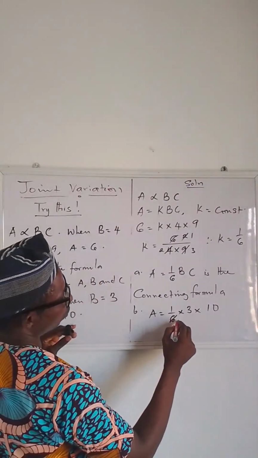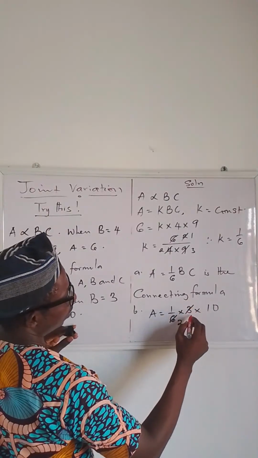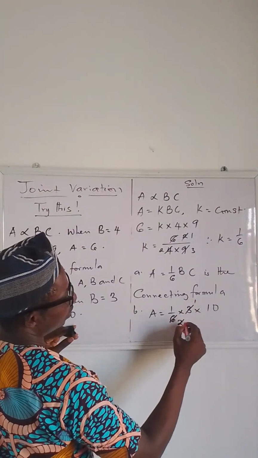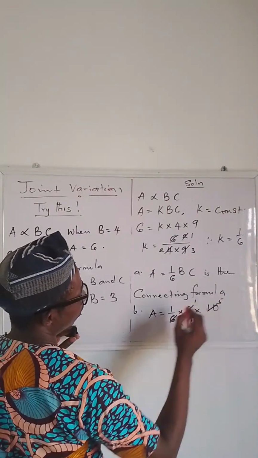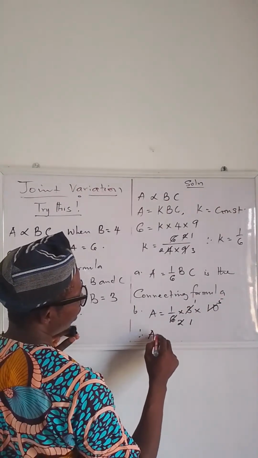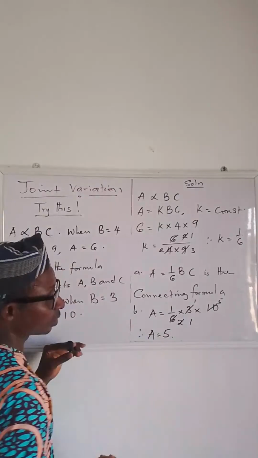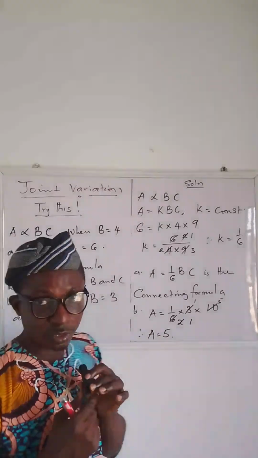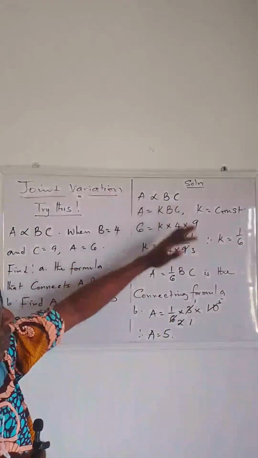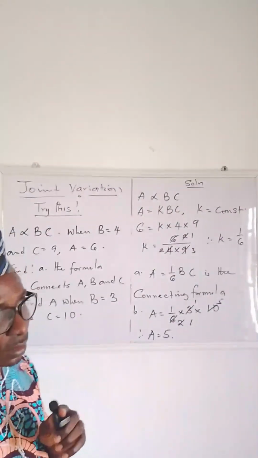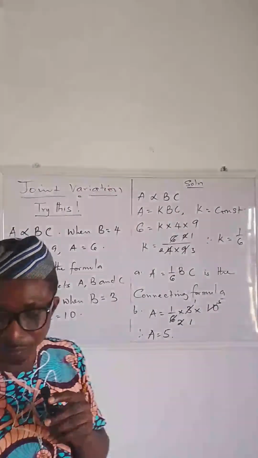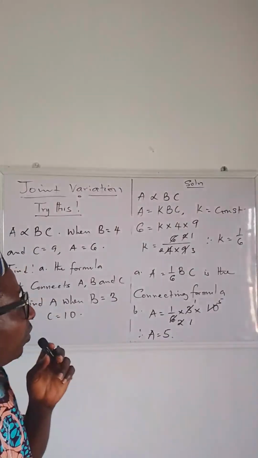Okay, so now let's reduce this. 3 goes here, 2. 3 goes here, 1. 2 goes here, 1. 2 goes here, 5. So therefore, A equals 5. Correct. So those of you that got this answer, I want you to put your hands together for yourself. That is very smart of you.